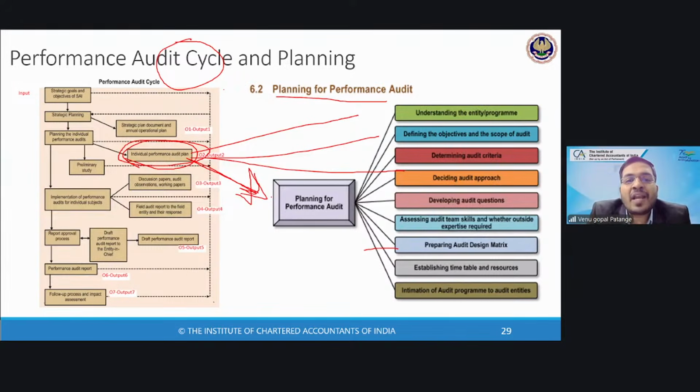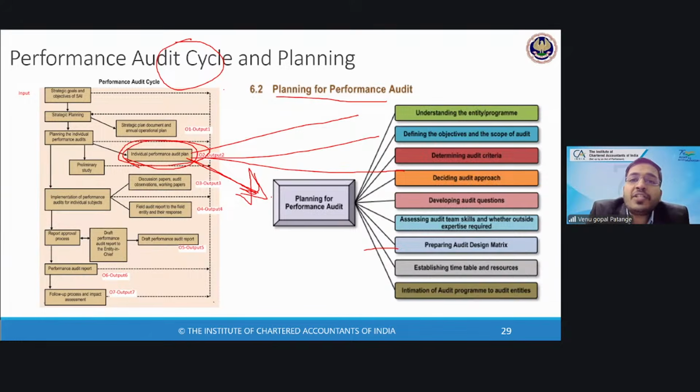So you got a strategic plan document, you got an annual operational plan. Very high level, very macro level document. Then this has to be further divided into individual entity level.